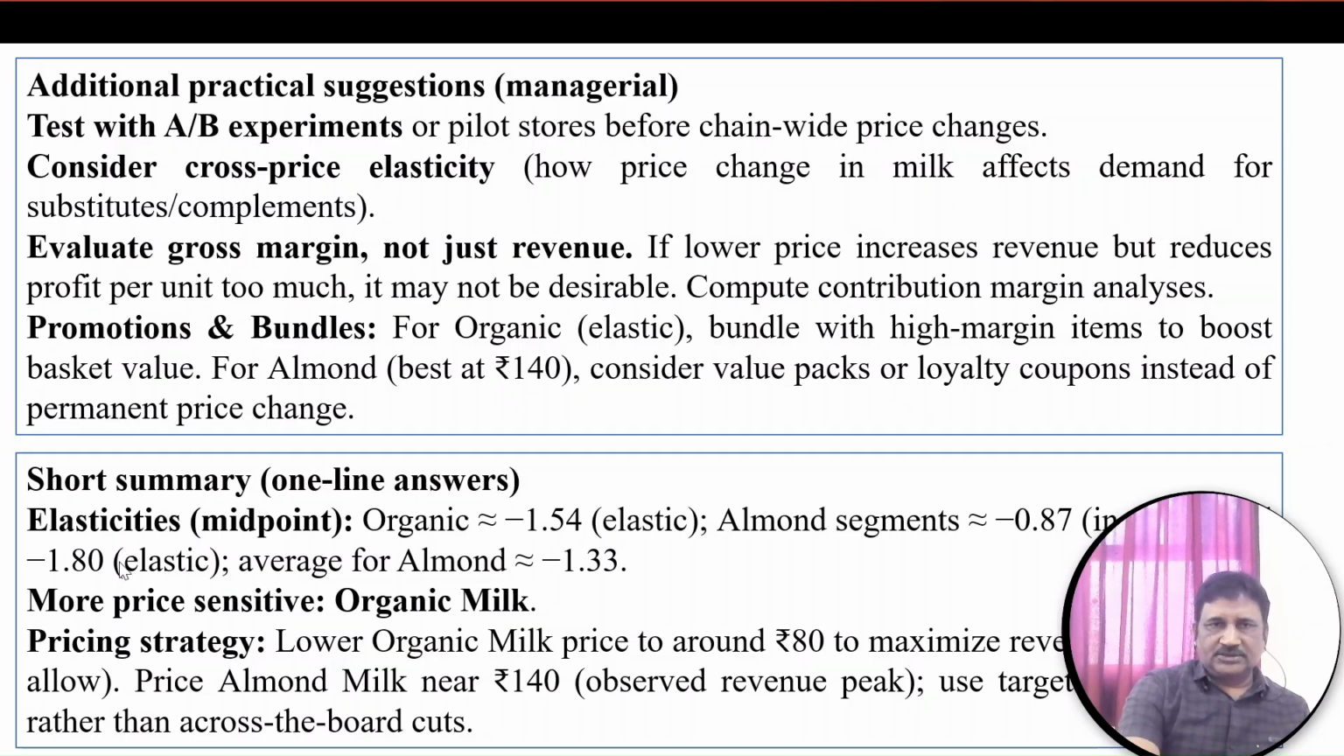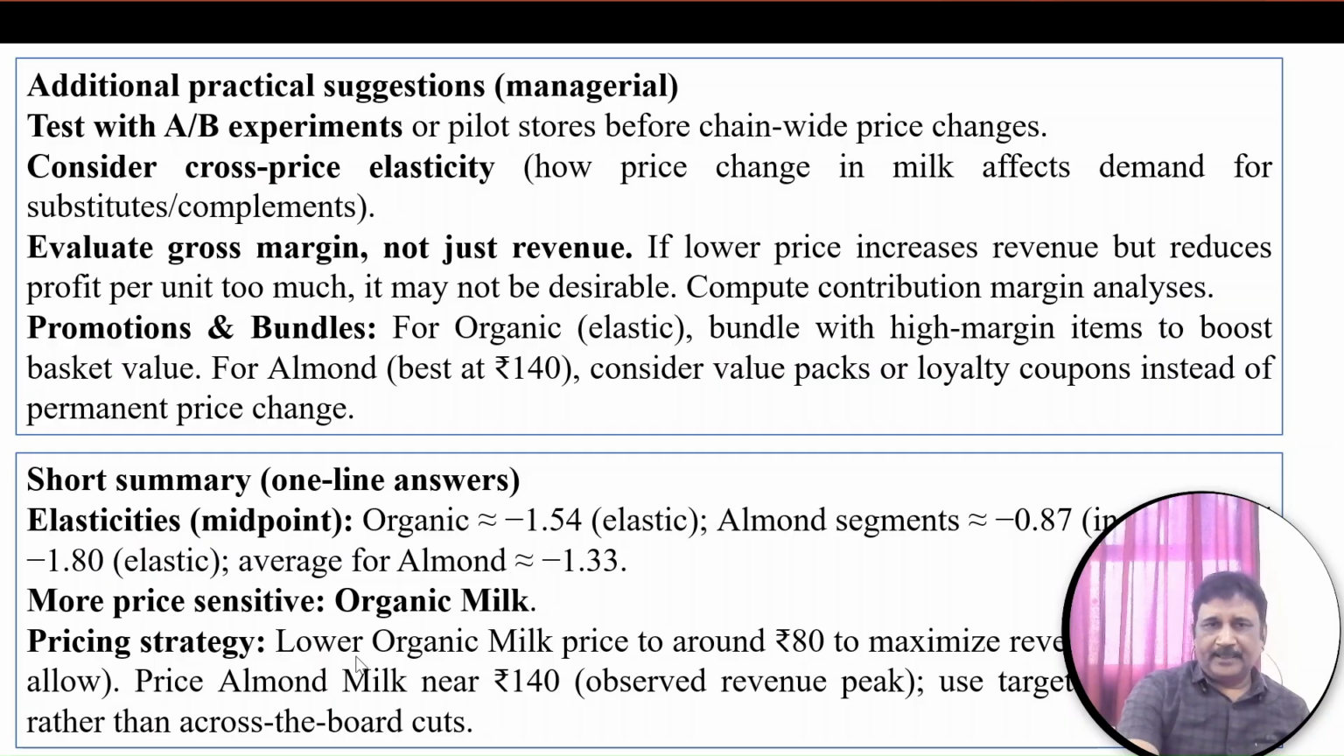So all in all, short summary goes like this. Elasticities: organic milk was 1.54, means elastic. Almond range dependent, 0.87 inelastic, and 1.80 elastic. Average 1.33, so a mix of elastic and inelastic. More price sensitive is organic milk.